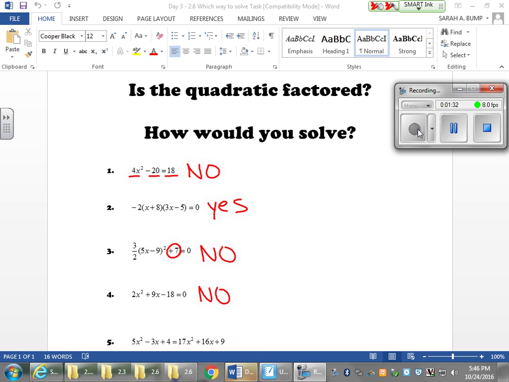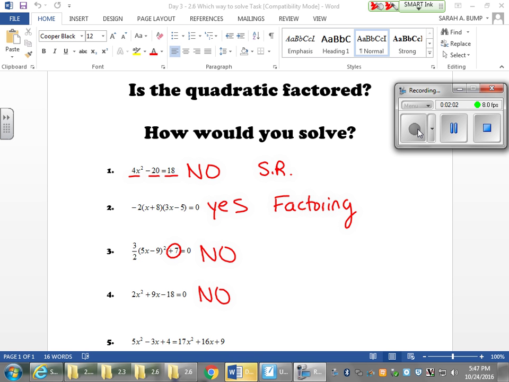Before I scroll down, if you were to solve each of these, let's review that. So we solved by square roots, solved by the quadratic formula, and solved by factoring. For number 1, you should notice that there is no b term. So square roots would be the quickest. Add over the 20, divide by 4, and square root both sides. Number 2, because it is factored, you're going to solve by factoring. Just set your factors equal to 0 to get your x-intercepts.